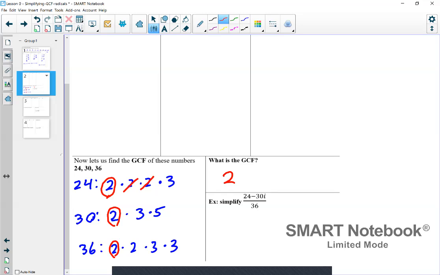All right, let's try the 3. So 24 has a 3. 30 has a 3. 36 also has a 3. So that means they also all share a 3 in common.